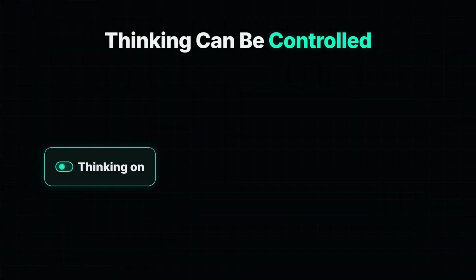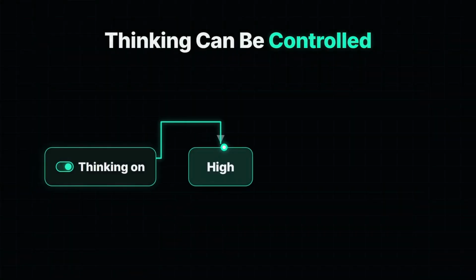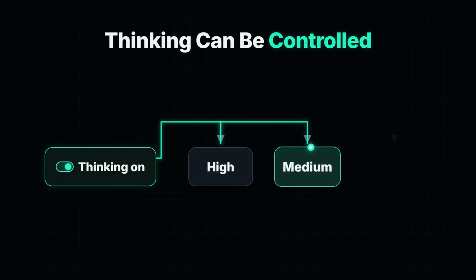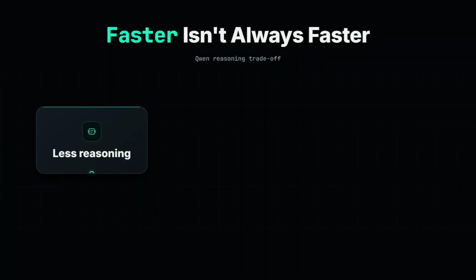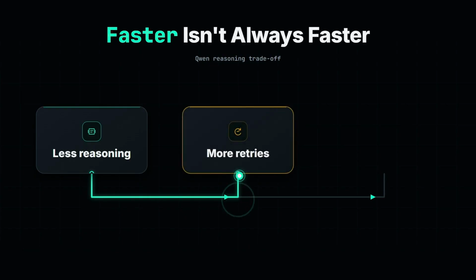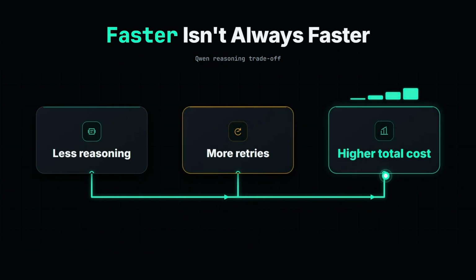Some jobs need more internal reasoning than others. Reasoning effort is Qwen's high, medium, or low depth control, enabled by default. Generated text is counted in small pieces called tokens. Qwen warns lower reasoning effort can cause retries, increasing time and token use.